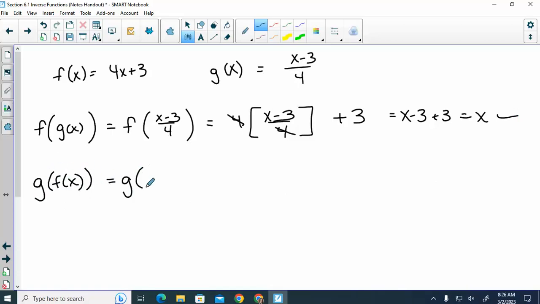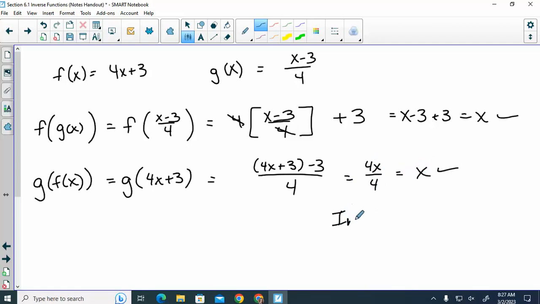So we have g of 4x plus 3. We're plugging that into g. So x, which is getting replaced with the 4x plus 3, minus 3 over 4. Plus 3 and minus 3 drop, so 4x divided by 4 is x, and these are inverses.